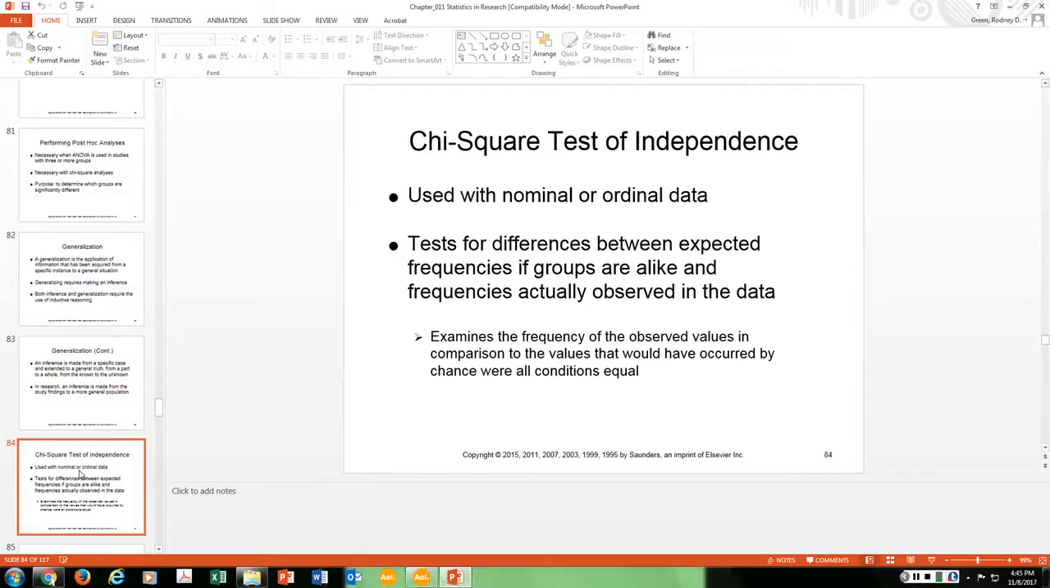You may be familiar with the chi-square test of independence. This is used with nominal or ordinal data, and it tests for differences between expected frequencies, to see if the groups are alike, and the frequencies actually observed in the data. It examines the frequency of the observed values in comparison to the values that would have occurred by chance were all conditions equal.